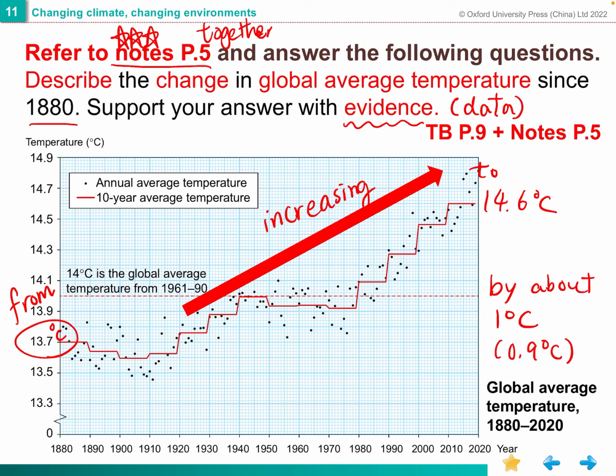So describe with evidence, with data. Very easy, this question. The temperature increased from 13.7 degrees Celsius to 14.6 degrees Celsius, or by 1 degree. Now let's show you the next slide.